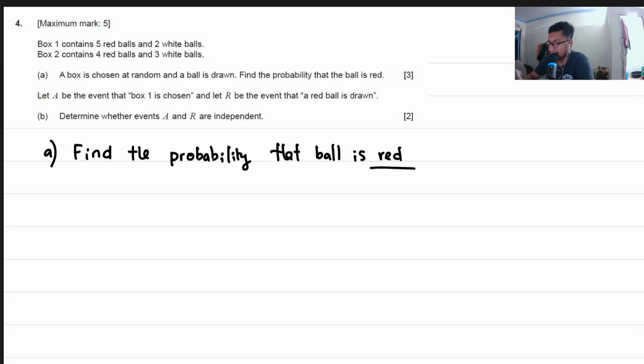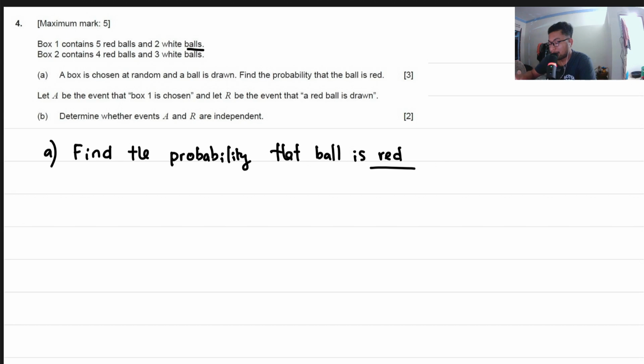In this case, they literally say box 1 contains 5 red and 2 white balls. Box 2 contains 4 red balls and 3 white balls. When you're seeing something like this, remember that in AASLs, when you're seeing two choices like this, you must construct a tree diagram real quick. Do you understand? Why? Because a tree diagram is going to help you find the answer quickly.